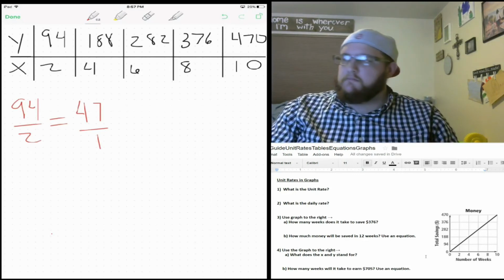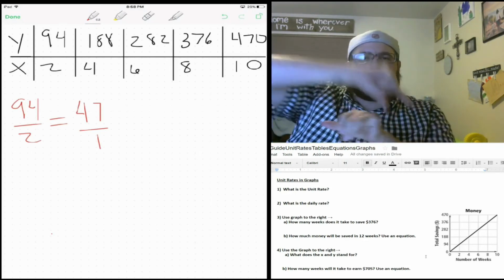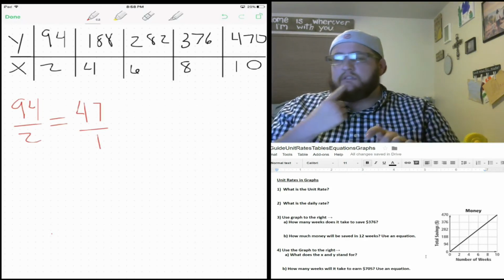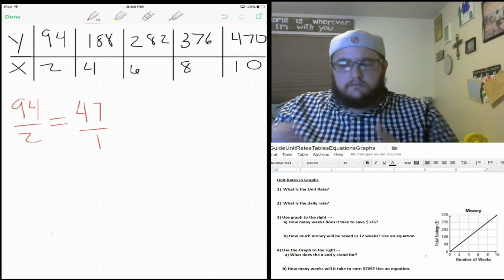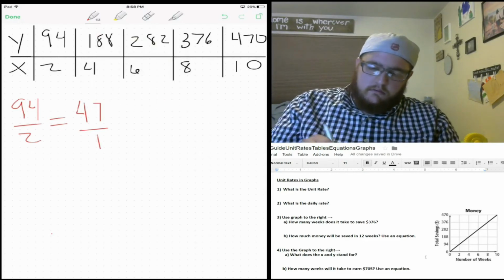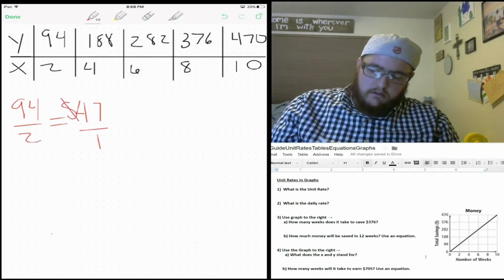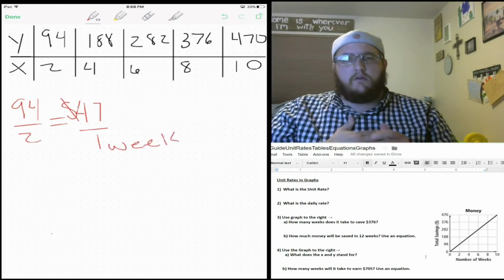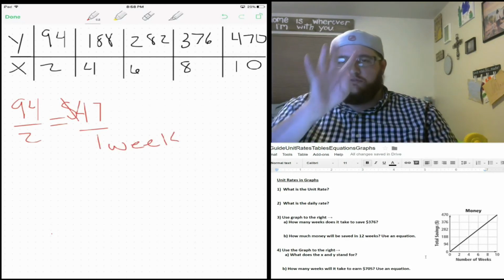But we're not quite finished answering. We need to know what this means in context. 47 what over 1 what? Well, notice that we have y over x, so let's look at our y-axis first. The y-axis says how much is saved, in dollars. The x-axis says the number of weeks. So we've got $47 per 1 week as our unit rate.